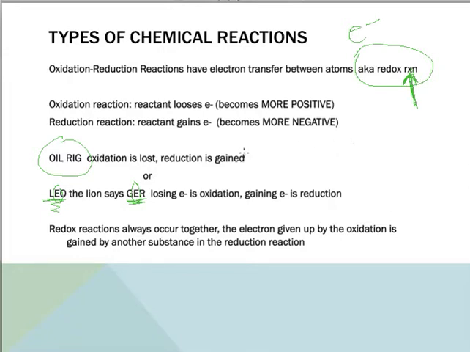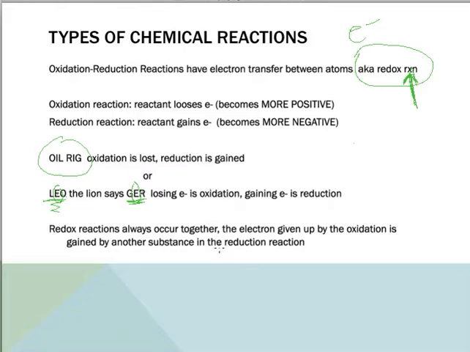And these are just some ways for you to remember this. Oil rig is the most common one, and the oil is oxidation is lost, and the rig is reduction is gained. You can also look at Leo the lion says grr. You may think this is silly. You totally do not have to use this. But I like this because, see I circled the E's here? This tells you what you're losing. So losing electrons is oxidation, that's the Leo, and the grr is gaining electrons is reduction. Up to you, you don't even need to use either of those.